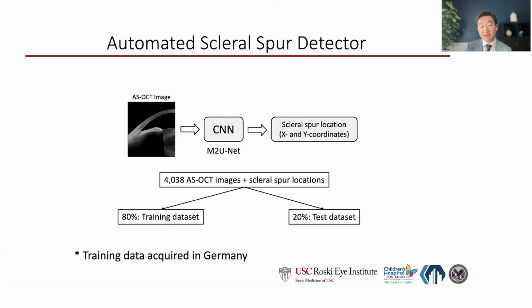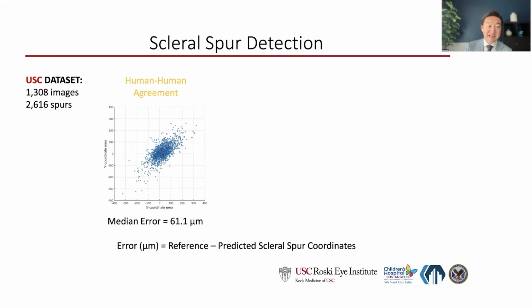It's important to note here that the training data was acquired in Germany, and there they have a very different patient population from what we have here in Los Angeles and in the United States. And so we wanted to perform an independent validation of this algorithm. And the way we did that is we collected 1,300 images that yielded 2,600 scleral spur locations from patients at the USC Roski Eye Institute.